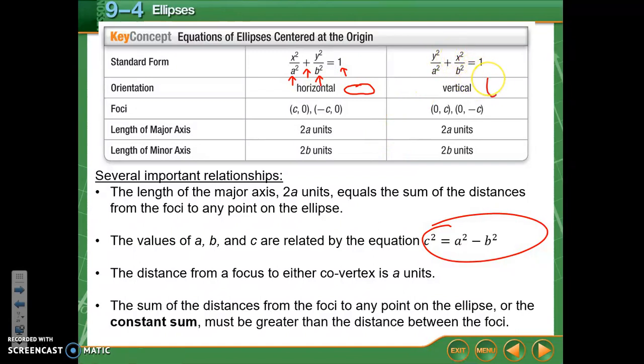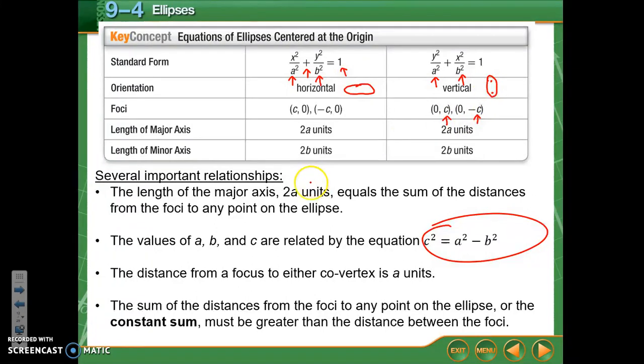If my ellipse is vertical, then I have y²/a². So a always represents my major axis. If my bigger number is under x, it's a horizontal ellipse. If my bigger number is under y, it's a vertical ellipse. In this case, 2a is still my major axis, and 2b is still my minor axis. Notice that this time, though, the c is in the y position for the foci, because since it's vertical, my foci will be vertically oriented.